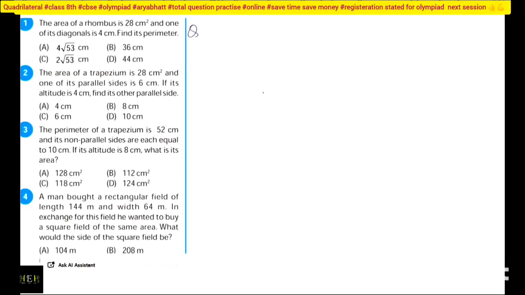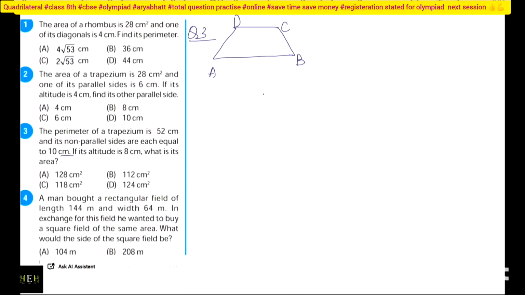Now see third question. The perimeter of a trapezium is 52 centimeter and its non-parallel sides are each equal to 10 centimeter. If the altitude is 8 centimeter, what is that? So for these type of questions, always draw the diagram and the view will be very clear in your mind. Okay. Now this is the trapezium. Suppose that A, B, C, D.